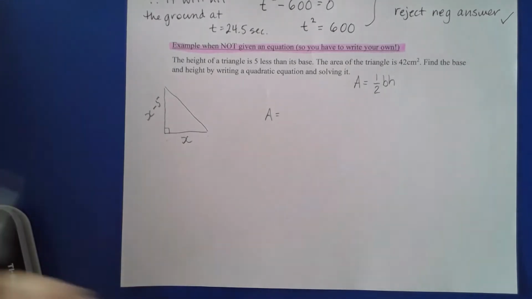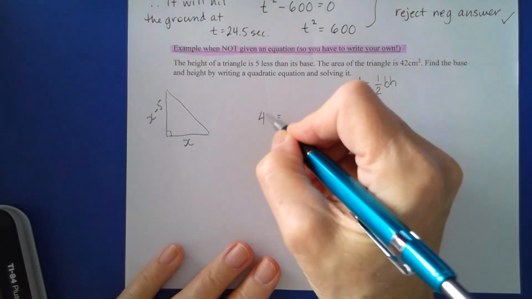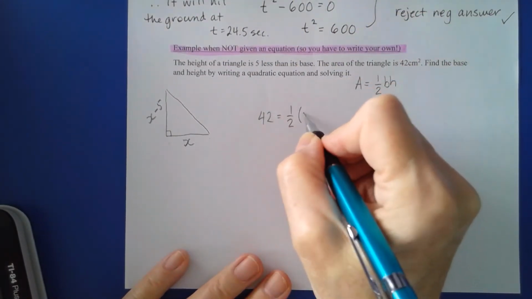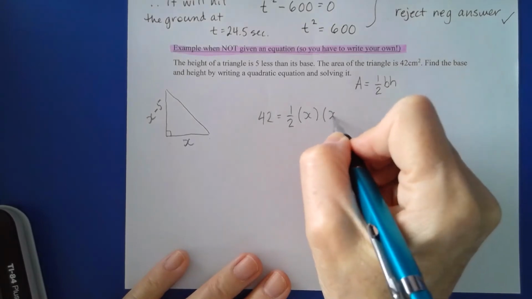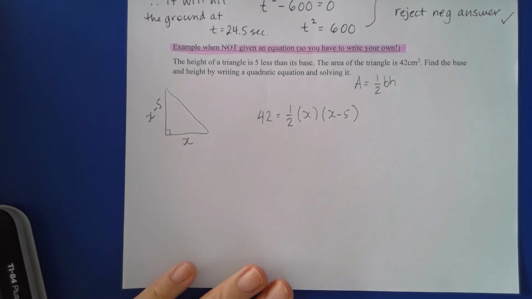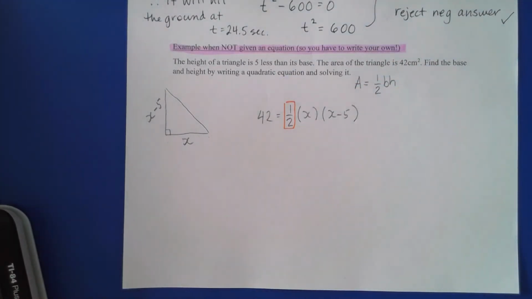All right, and so I'm going to go, here I go, area equals, not area, forgive me. I know the area, it's 42. 42 equals 1/2 times the base times the height. Now, I think a really, really important skill to learn right now is that I hate this. I don't want that to be there. Can I get rid of it right now?